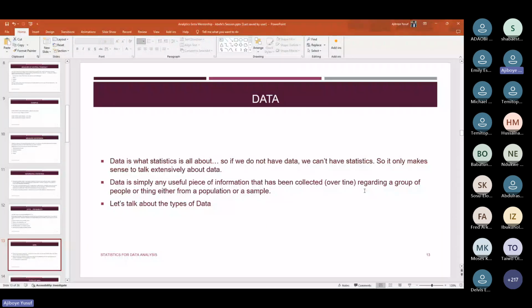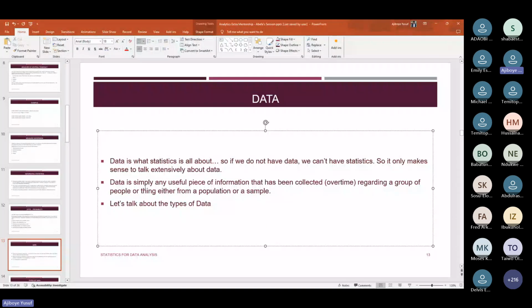So, in simple terms, data is simply any useful piece of information that has been collected over time. So time is a factor whenever you are collecting data. This is something you have to pay attention to. So data is simply any useful piece of information that has been collected regarding a group of people or a group of things. I could take it further and say either from a population or from a sample, but that is not really needed here, though as a statistics person I added it.